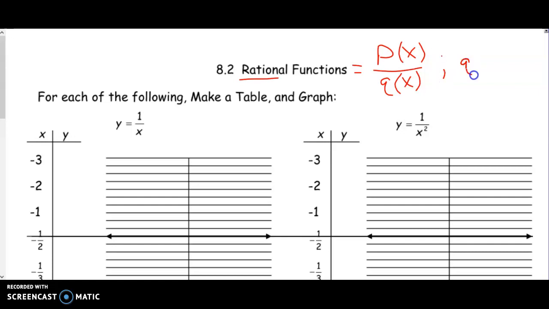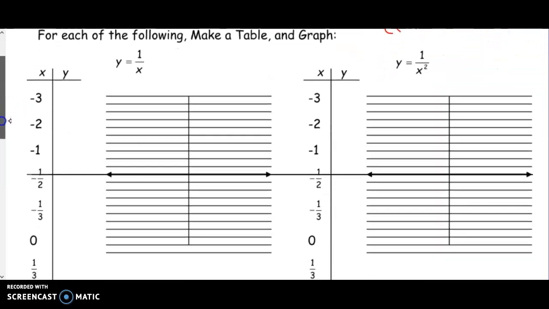You cannot divide by 0. So your denominator, q of x, cannot be equal to 0. When the bottom is equal to 0, we have discontinuities, holes in graphs, asymptotes, all sorts of things do occur. So let's go ahead and graph a few and then we'll define a lot of terms.